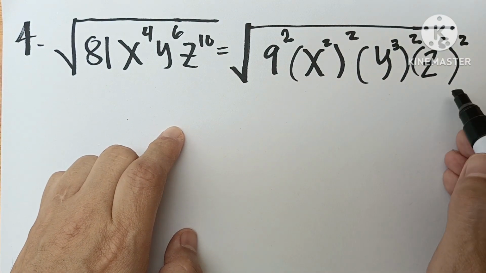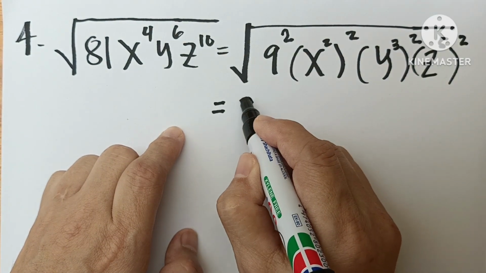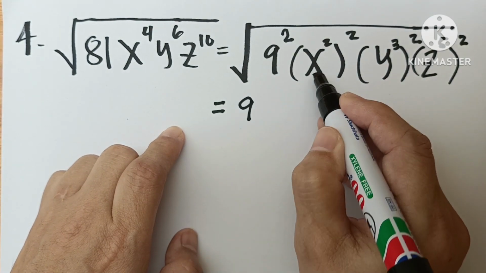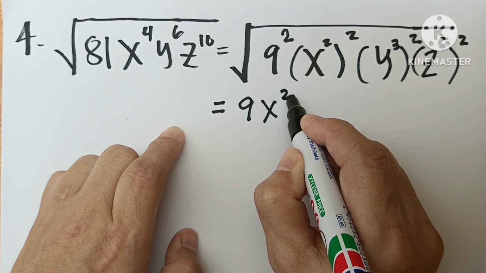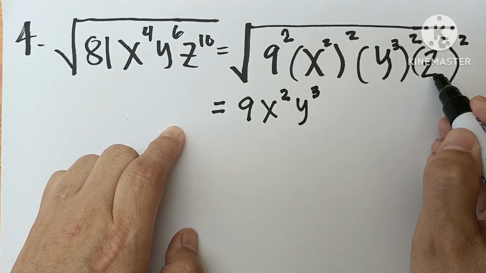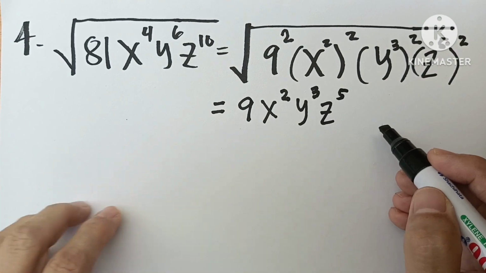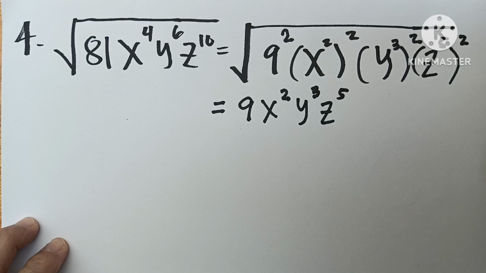Now, notice that lahat sila naka-squared, no? And therefore, lahat sila lalabas ng radical sign. So, we have 9x squared, y cubed, and z to the 5. Oh, walang natira sa loob. And therefore, yan na yung ating final answer.